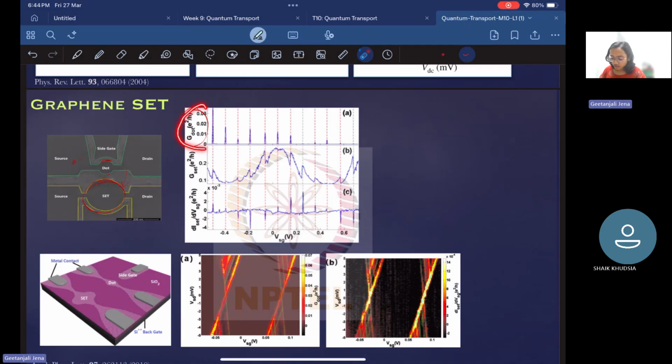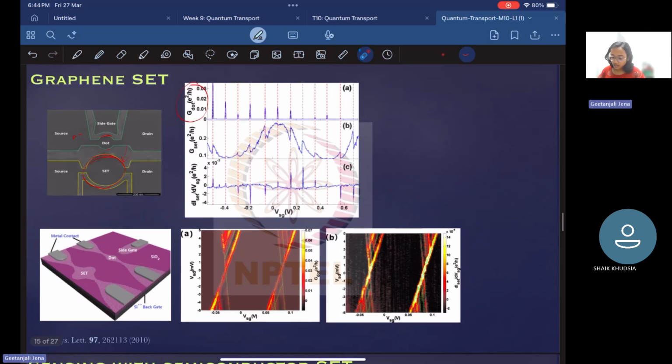So if you look at the top graph, the variation of conductance through this quantum dot, in this region you can see the Coulomb blockade oscillation, and as we change the gate voltage, you can see it's not easy to measure the current in the low current region. Now, if you look at the SET, you can see a graph like this.